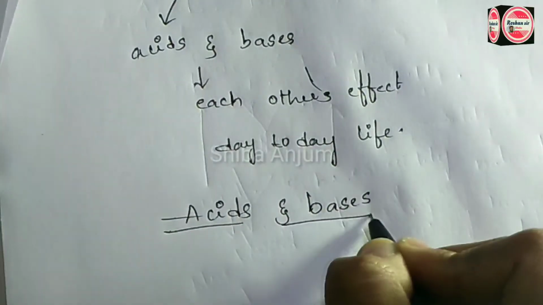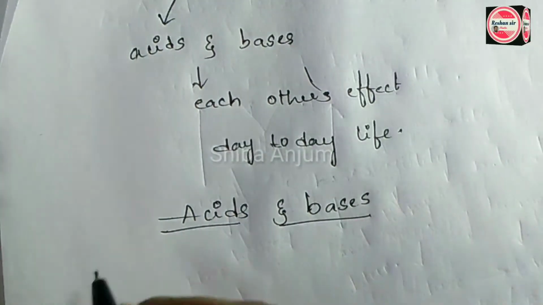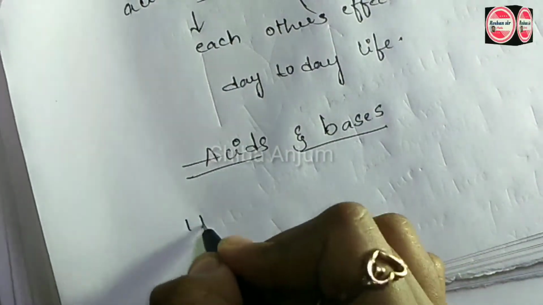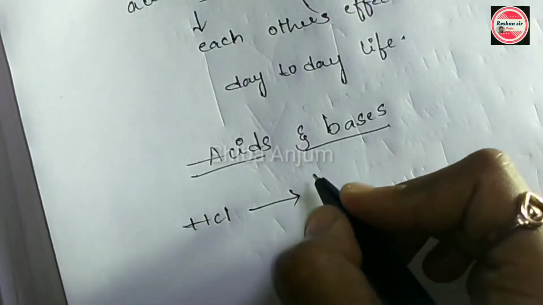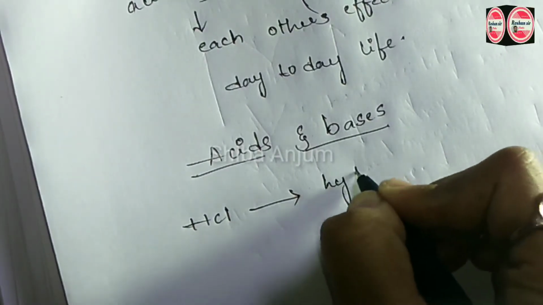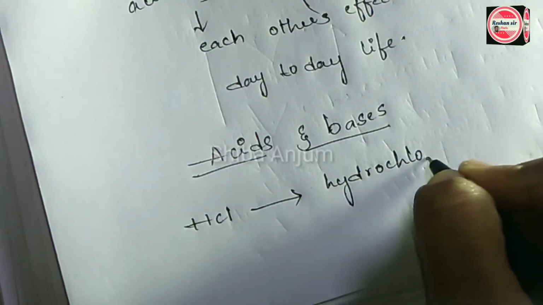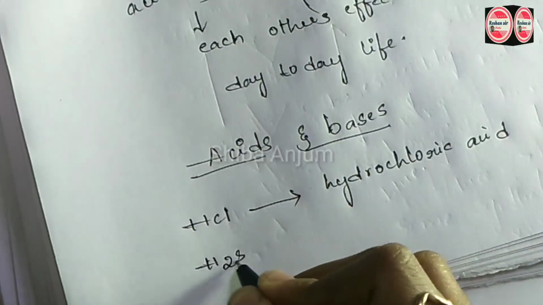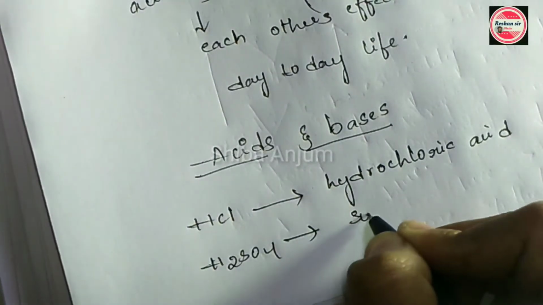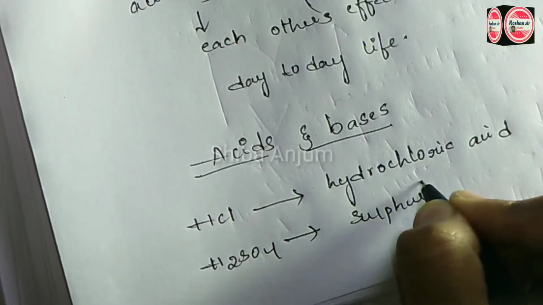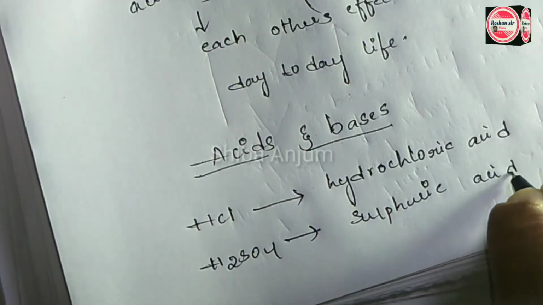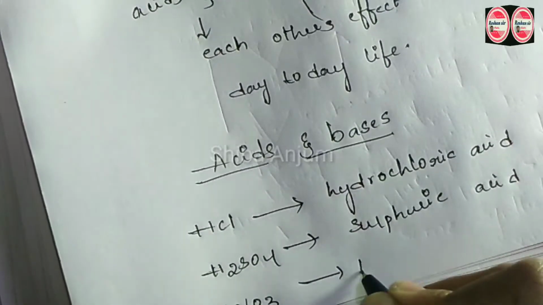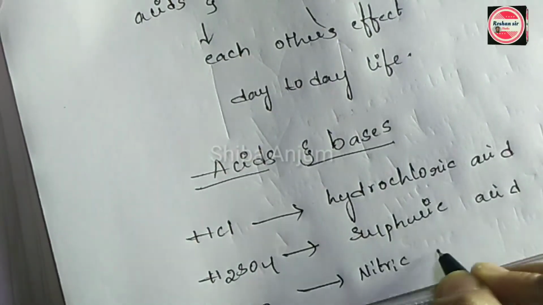Let's talk about some names of acids and bases. HCl, which is called hydrochloric acid. H2SO4, sulfuric acid, and HNO3, nitric acid.